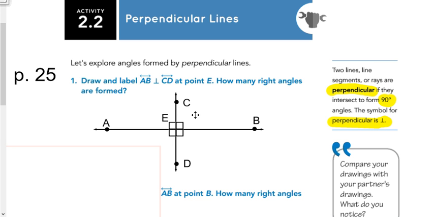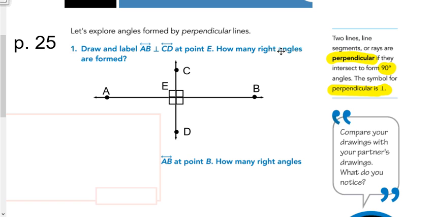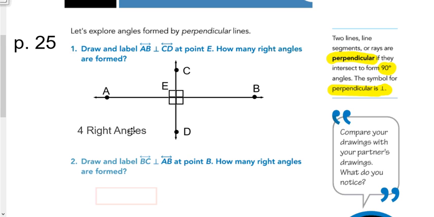right? So we would have line AB and line CD, and when we draw that and they cross at point E, we form how many right angles? 4 right angles. This is 1, 2, 3, 4. So each of them measures 90 degrees. So how many right angles are formed? We say there are 4 right angles.